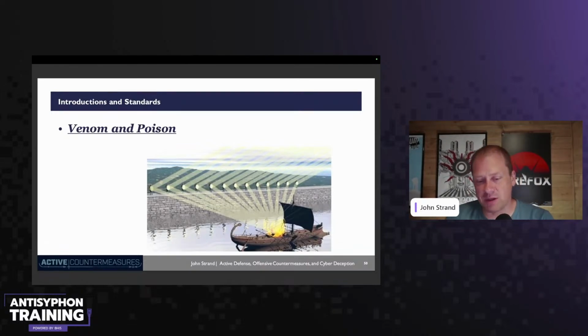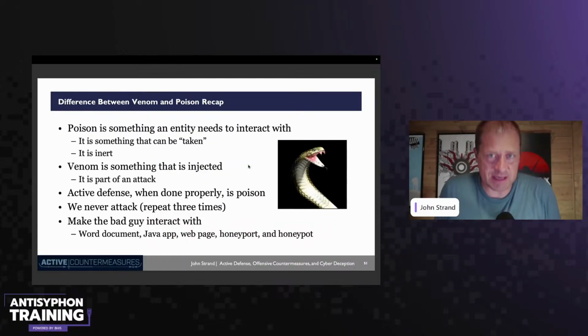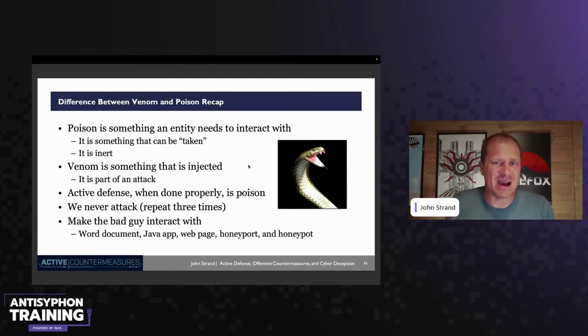All right, so venom and poison. If I find my cursor, there we go. Poison is something that needs to be interacted with, right? You can have a poisonous frog, but the poisonous frog isn't jumping up and biting you on the neck. It just doesn't work that way. A lot of people call octopuses poisonous, because an octopus is going to leave you alone. It's not going to hunt you down and poison you as a human. It's just going to leave you alone unless you step on it.